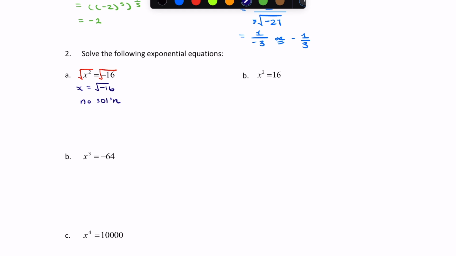Here we get x squared is equal to 16, so we'll do the same thing as we just did. We'll square root both sides. Here we get x is equal to plus or minus 4. Remember, it can be plus or minus in these situations, because x could be negative 4 times negative 4, which gives us 16, or it could be 4 times 4, which is equal to 16. When you're solving equations, you don't know which one it is, so you have to provide both answers.